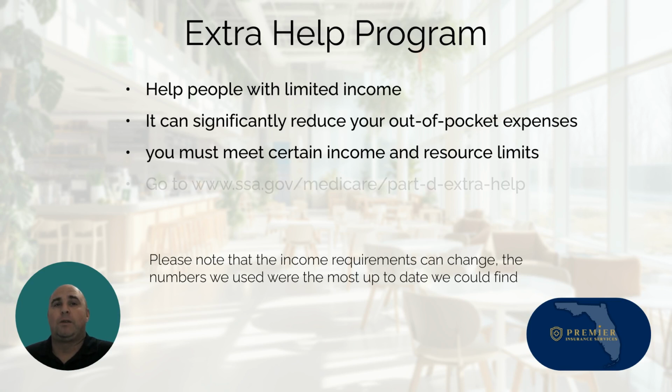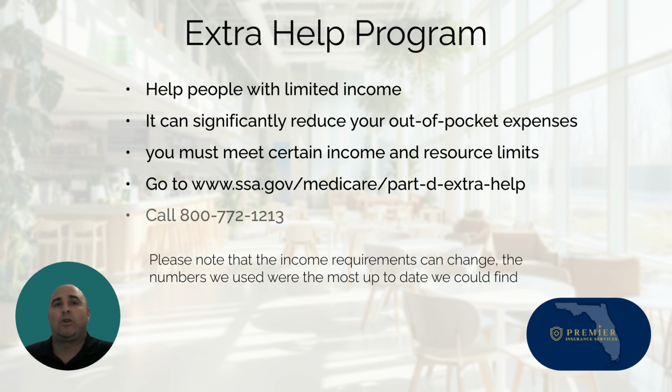How to apply? You can apply for Extra Help online through the Social Security Administration's website, www.ssa.gov/medicare/part-d-extra-help, and click where it says Apply Online, or by calling their toll-free number at 800-772-1213. It's important to apply as soon as you become eligible to ensure you receive the benefits you need.